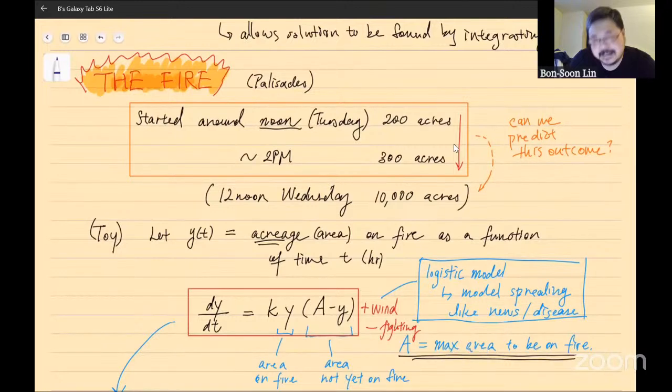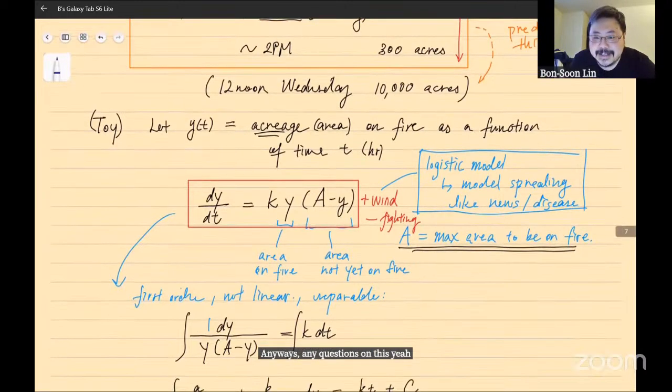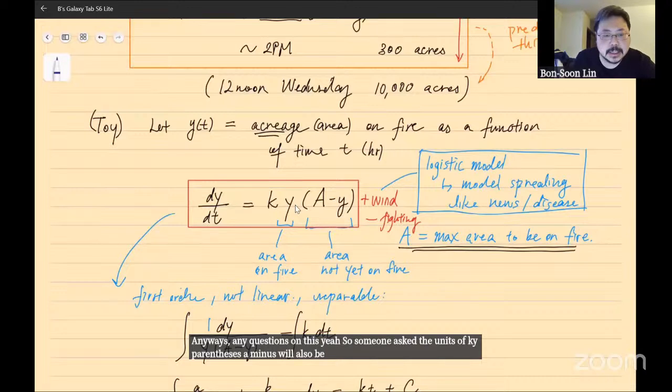Right? Because I remember on Tuesday I saw, oh, 208, 200. Anyways, any questions on this? Yeah. So someone asked, the units of KY parenthesis A minus will also be in acres. Correct. That's right. Yeah, because it's unit analysis.